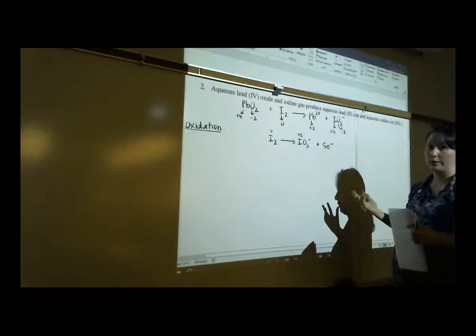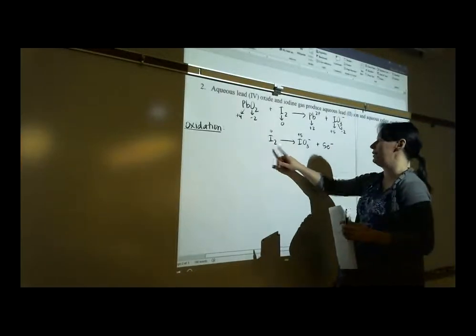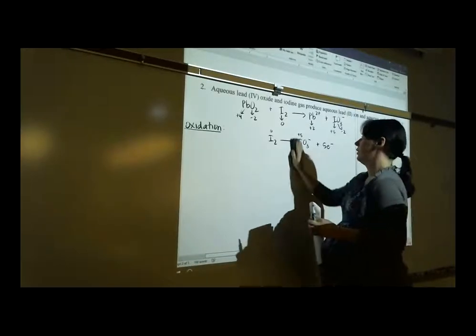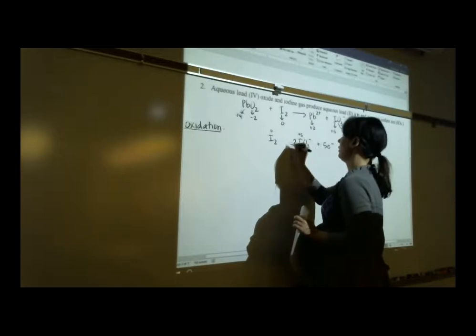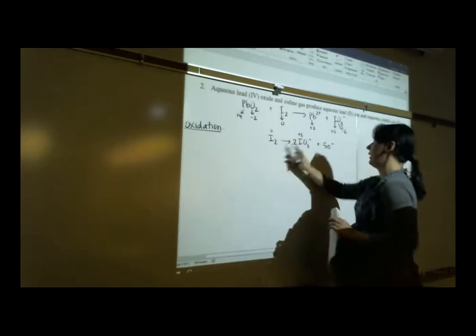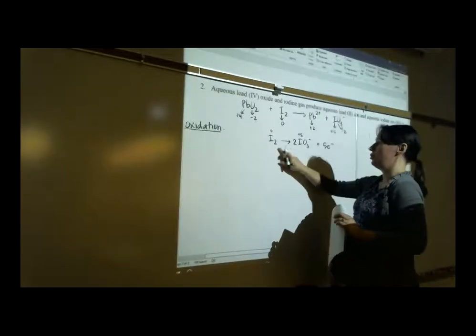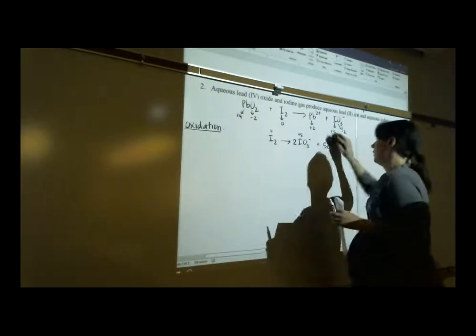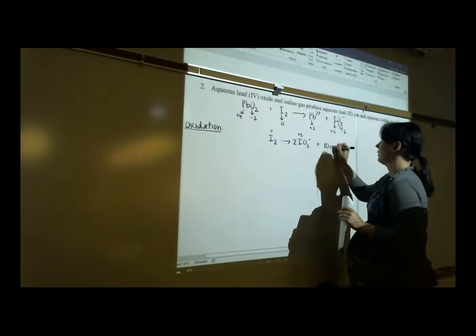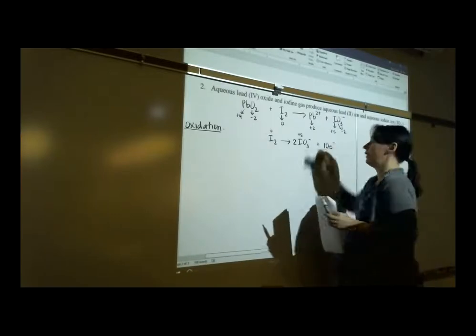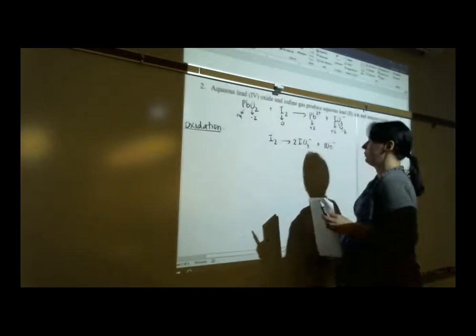But I've got a problem here because this isn't balanced, right? I've got 2 iodines here, 1 iodine here. So I need to change things. I need a coefficient of 2. If 1 iodine loses 5 electrons, then 2 iodines are going to lose 10 electrons, right? So now I've got that part taken care of.